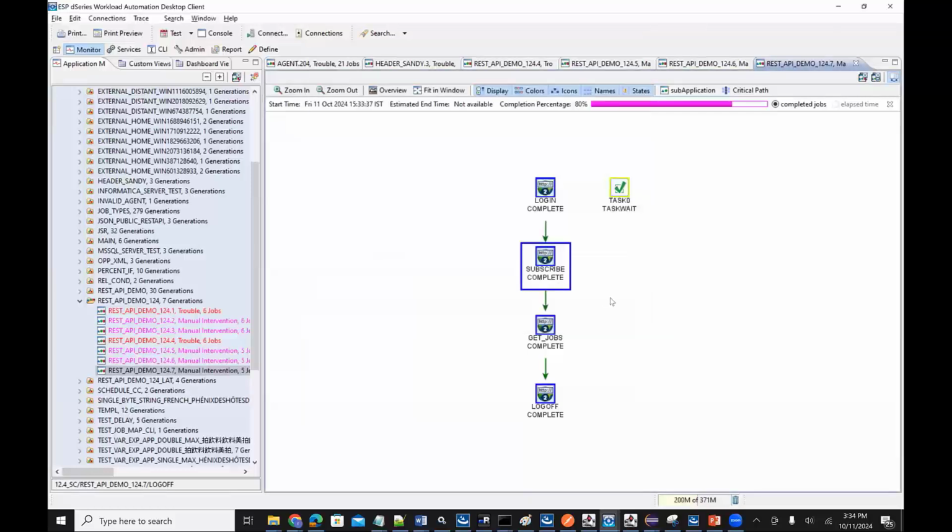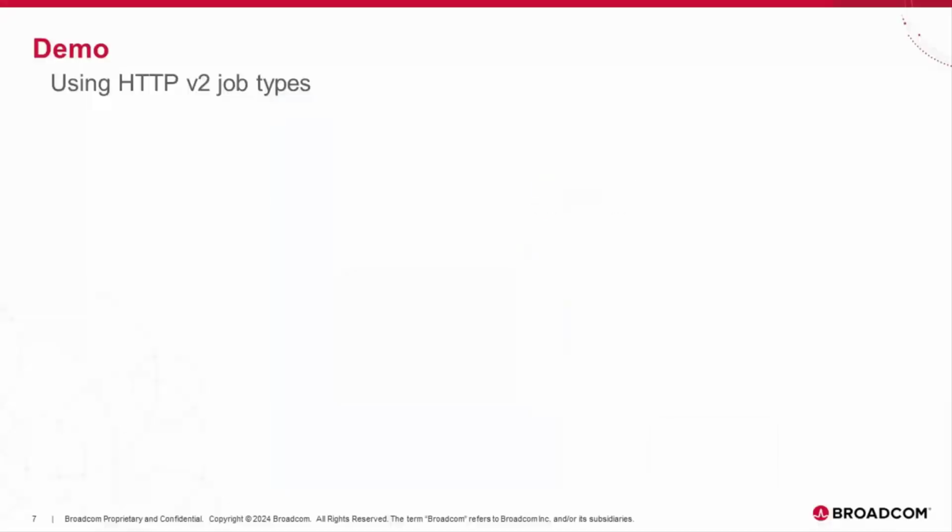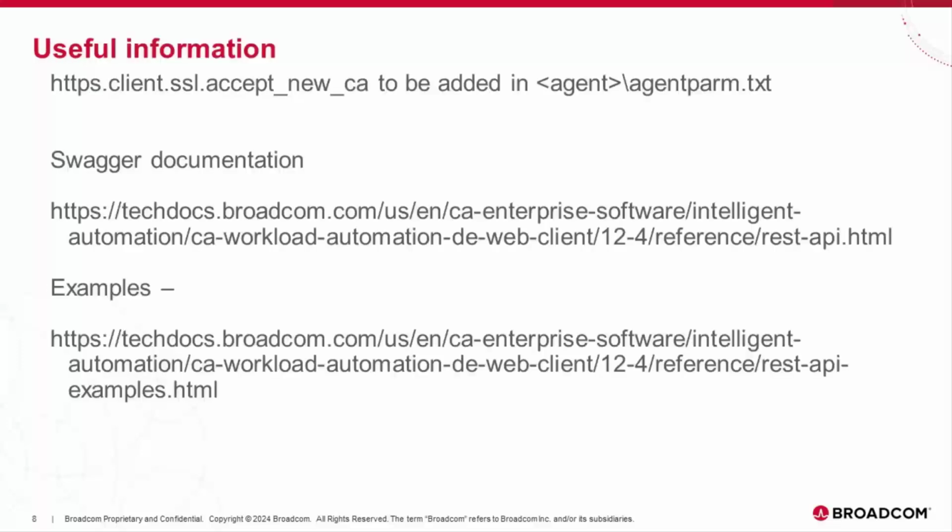So all the REST API calls can be done through this, and this is how easily you can use the HTTP v2 job types to connect to the dSeries REST APIs or any other REST APIs. Some of the useful information: you'll have to install the application services plugin on the agent to use the HTTP v2 job type. And if you are using a self-signed certificate, you should use this parameter.